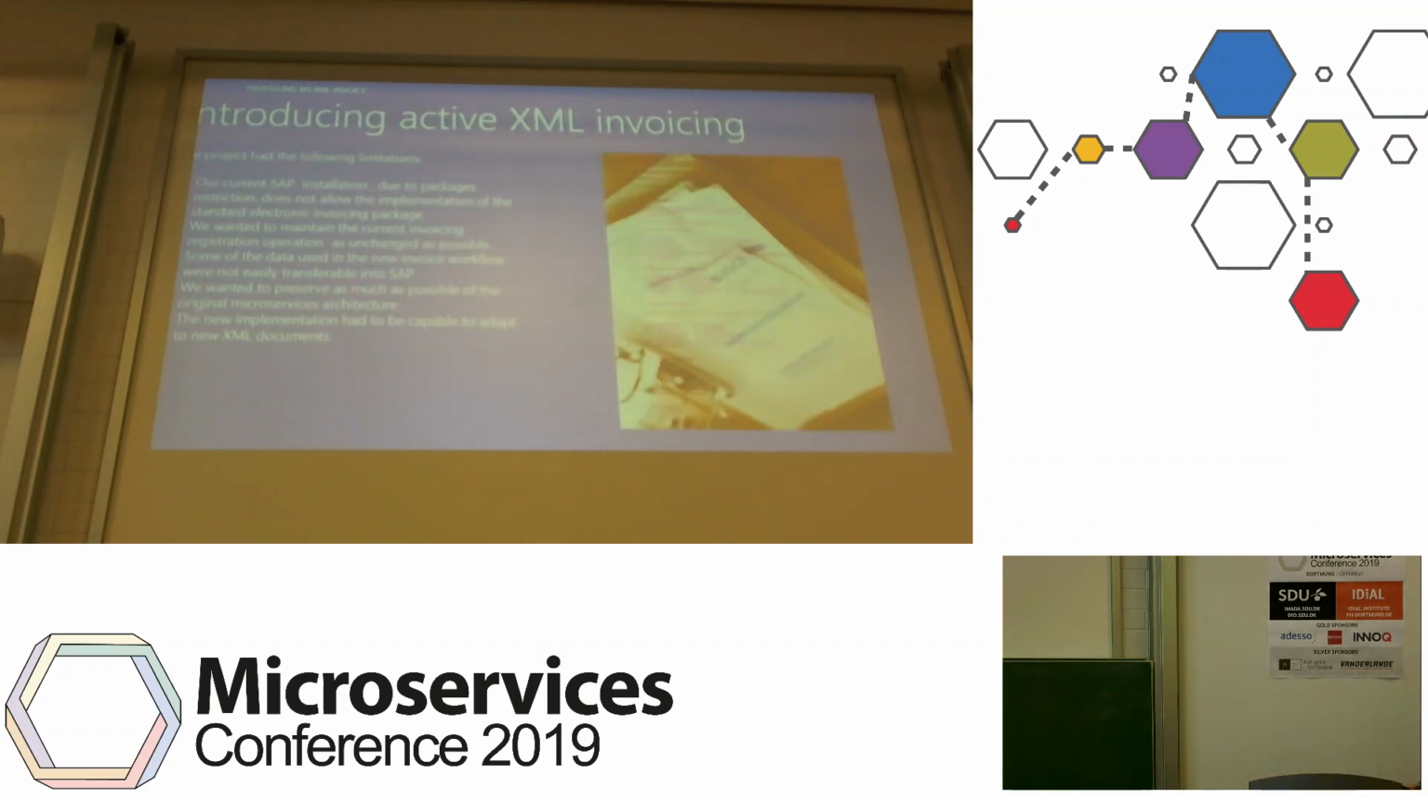So at a certain point, in 2017, the Italian government realized, oh, we need to go electronic, right? The specifications were not that clear, but anyhow. We could have used the SAP standard module and installed it, but unfortunately we couldn't, because our installation didn't support that. We were missing some modules. So we decided, okay, let's do it with our microservices.